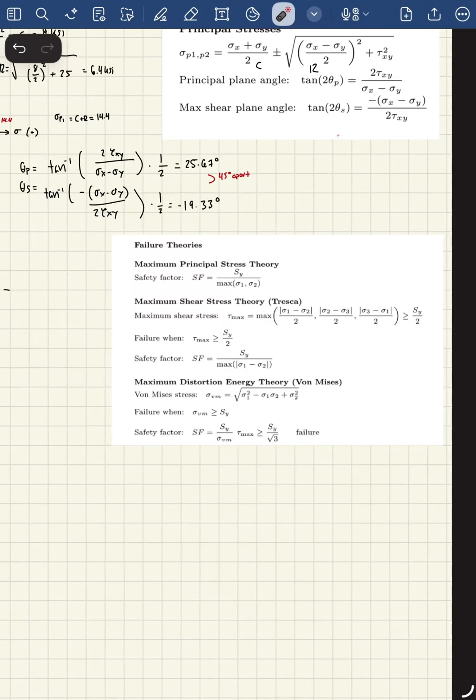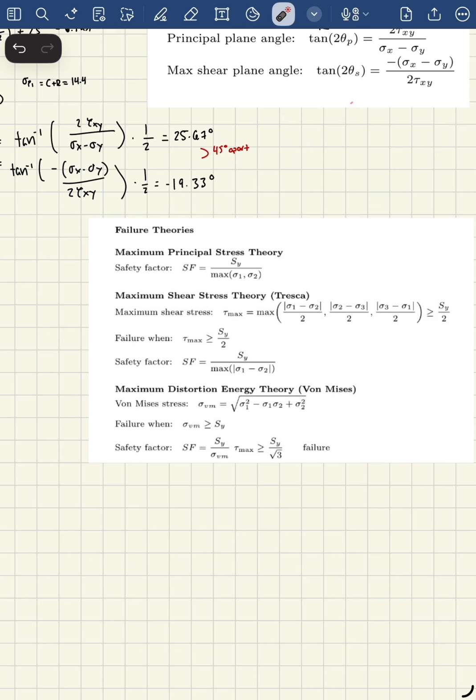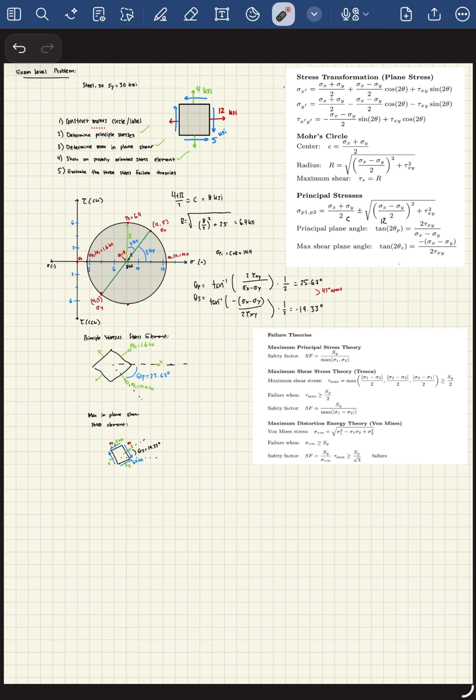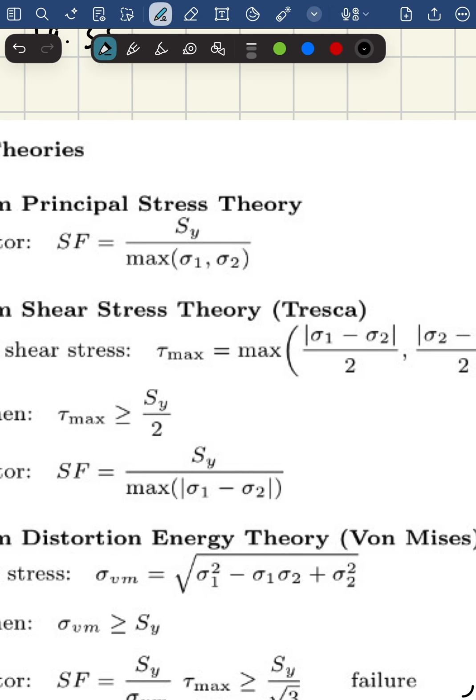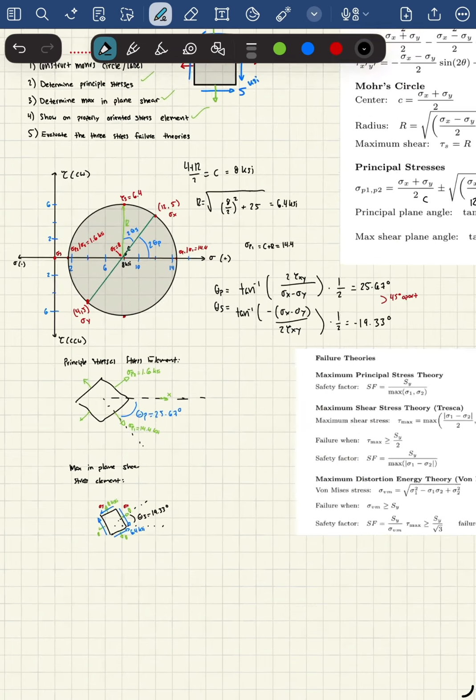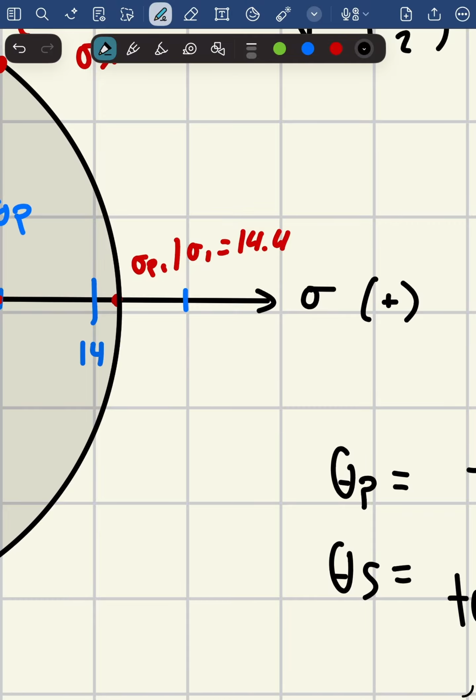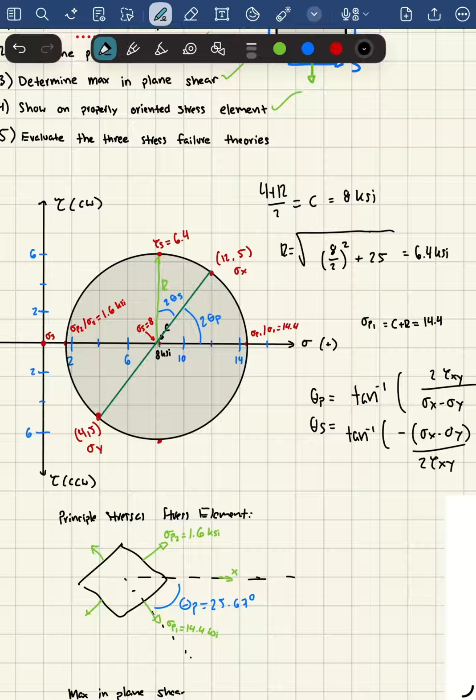So looking at here, we have the 3 favorite theories. So we got the maximum principal stress, the Tresca theory, and then finally the von Mises. So for this one, let's do the max principal stress theory first. This one's pretty straightforward. So you can do max sigma 1 or sigma 2. So we clearly know sigma 1, the principal stress, is equal to 14.4.